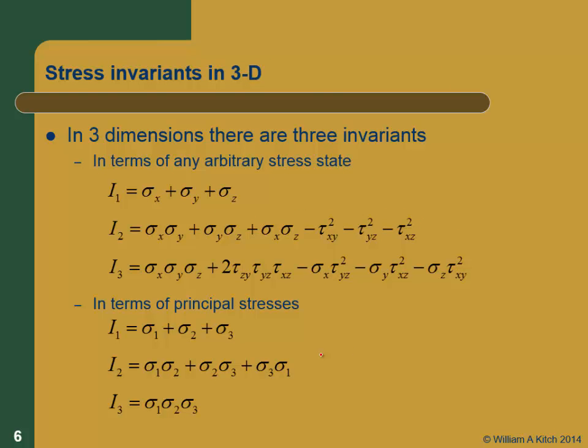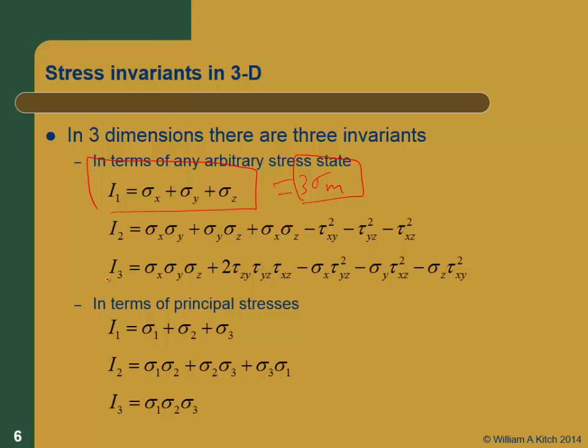All right, so let's talk about this in three dimensions. In three dimensions, how many invariants am I going to have? 3. I've got 3 dimensions, so I'm going to get 3 invariants. I'm not going to prove these, we're just going to do this by analogy. I1 is the same concept in 3 dimensions as we had in 2 dimensions. In this case, it's equal to 3 times sigma m; you could write it as sigma x plus sigma y plus sigma z divided by 3, but normally it's written that way. Notice it's not 2 times, because there are 3 stresses.